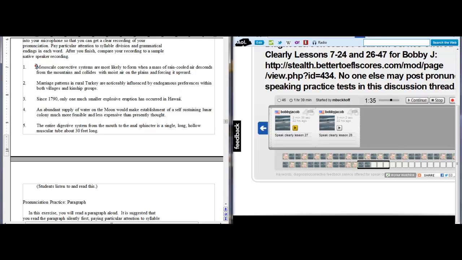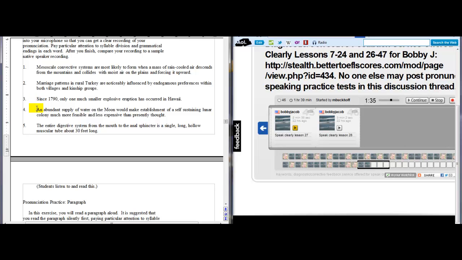Let's do these one more time. You ready? Mesoscale convective systems are most likely to form when a mass of rain-cooled air descends from the mountains and collides with moist air on the plains and forcing it upward. Marriage patterns in rural Turkey are noticeably influenced by endogamous preferences within both villages and kinship groups. Since 1790, only one much smaller explosive eruption has occurred in Hawaii.